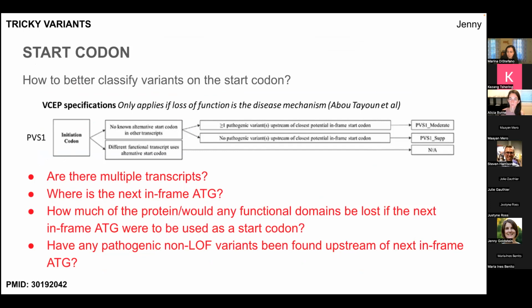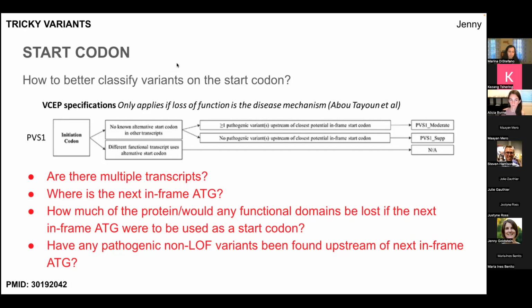Thinking about start codon variants, of course, these are variants that are altering the A, T, or G of the start methionine codon. And so the question was, how do we better classify variants in the start codon? There are a couple of things to think about here. The first are the VSEP's specifications, which I'll go over, and then there's going to be a nice example from Pamela. I don't know if we're going to have time to go over that today, though. So let's just start with the VSEP specifications.